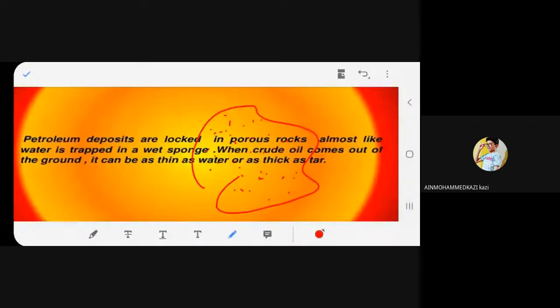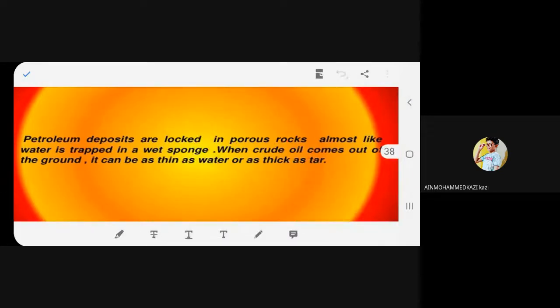Now, when we drill out the crude oil from the earth, it could come out in two ways. It could be very thin as water, that means not at all viscous, or it could be of high viscosity like coal tar. You know, coal tar is a heavy density liquid, the black color liquid. So it could be as thin as water or as thick as coal tar. Did you understand the difference?